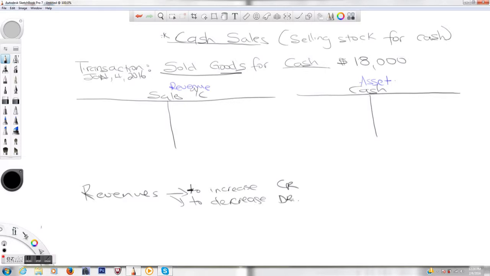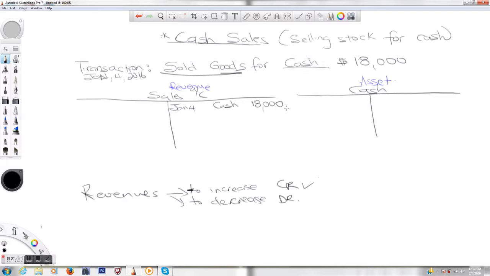And this transaction is increasing our revenues because we're selling goods, right? Sales is increasing. Sales is a revenue. To increase revenue, you credit. So we make a credit entry in the sales account. We see January 4, the next account affected by this transaction is cash, and the amount is $18,000.